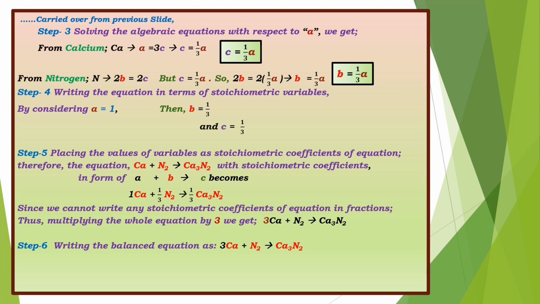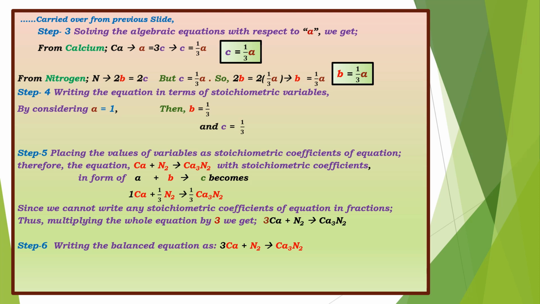From nitrogen, 2B is equal to 2C. But C is already 1 by 3A. So, 2B is equal to 2 into 1 by 3A, or B is 1 by 3A. Step 4. Writing the equation in terms of stoichiometric variables by considering A is equal to 1, B is equal to 1 by 3 and C is also equal to 1 by 3.